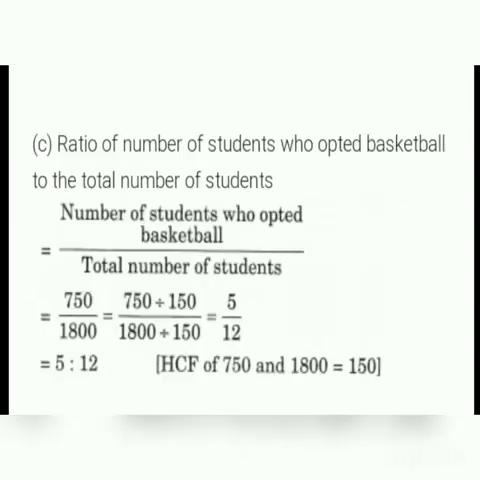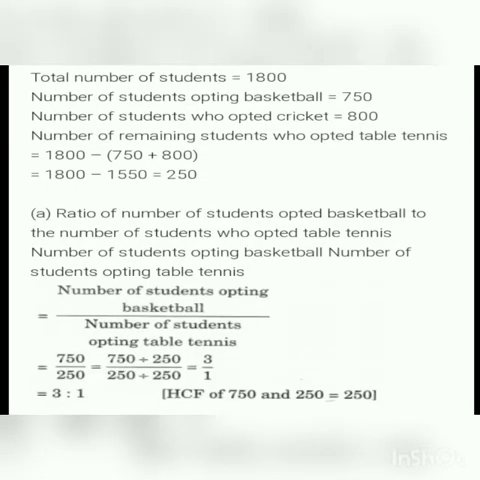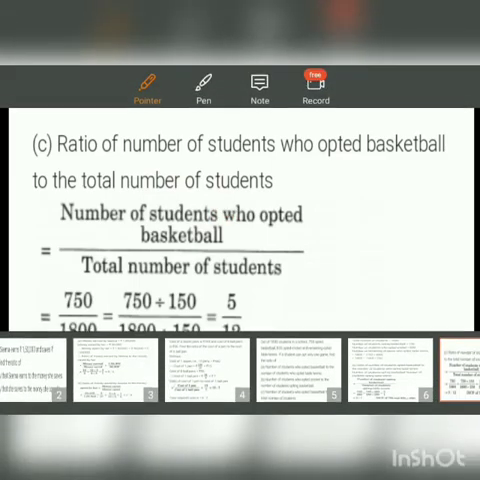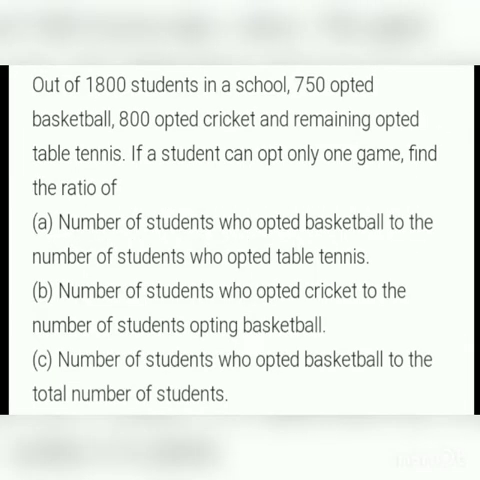Now the second question. Ratio of students who opted basketball to the total number of students. Second, one more question was there. What is it? Number of students who opted cricket to the number of students opting basketball. Cricket, how many students opted? 800 students opted. And basketball, how many students? 750 students. So in this way you can find that question, isn't it?